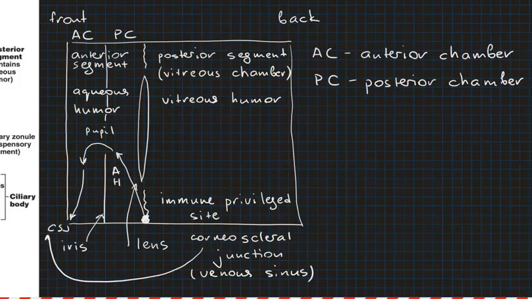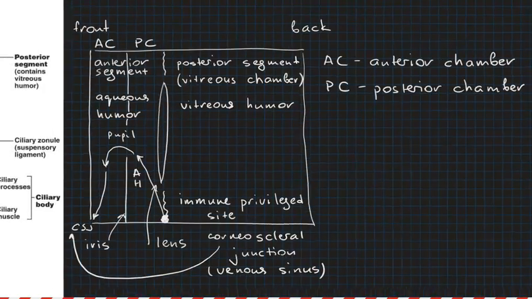Now, so you can see a couple of differences. Posterior segment is bigger than the anterior. The vitreous humor in the posterior segment is not produced and not drained. It stays with you forever. While the aqueous humor that fills up anterior segment is produced and drained. Also, anterior segment is divided into the anterior and posterior chambers.